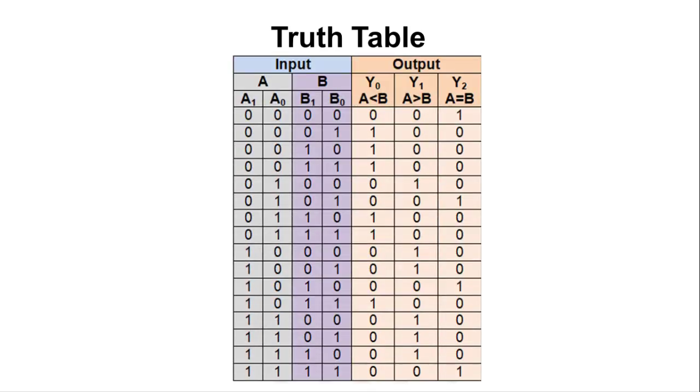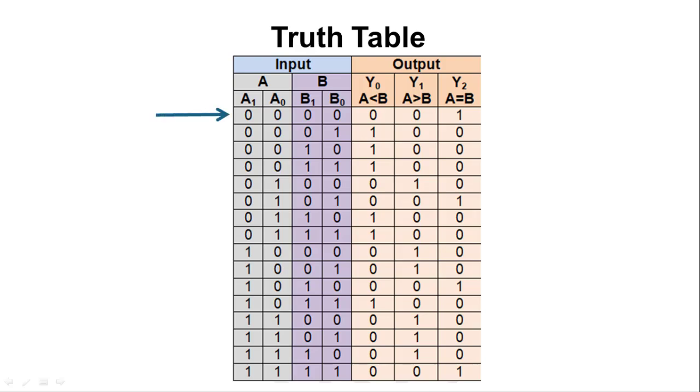So this is the truth table. We'll be executing this. We have two inputs A, B and three outputs Y0, Y1, Y2. Now the inputs A and B we have divided into two parts, that is A1, A0 and B1, B0. So we have these two binary digits which we are comparing. So A1 A0 is compared with B1 B0. Let us see how it works.